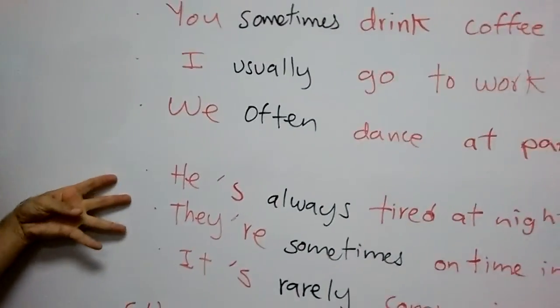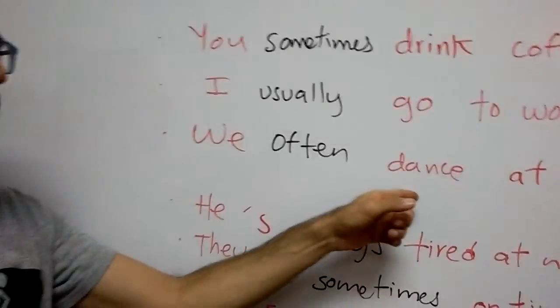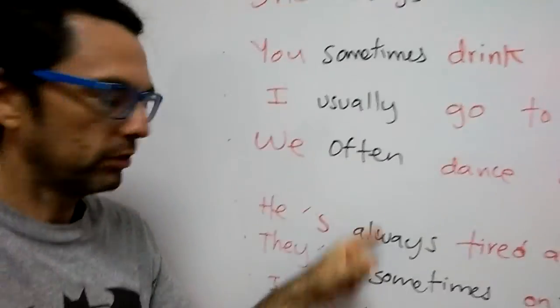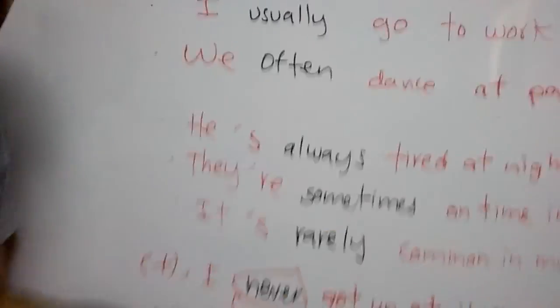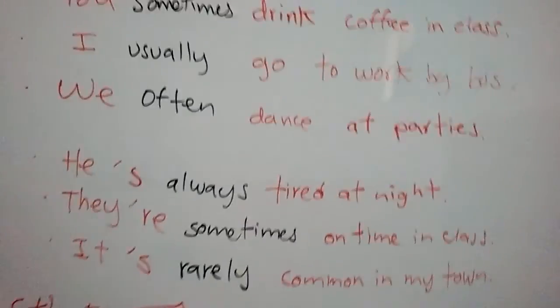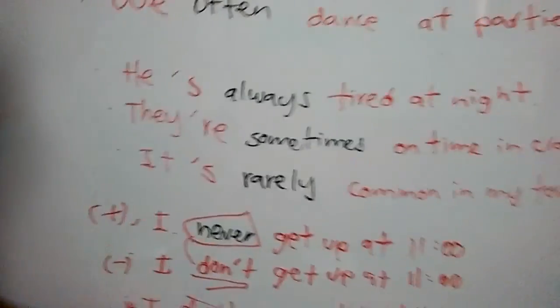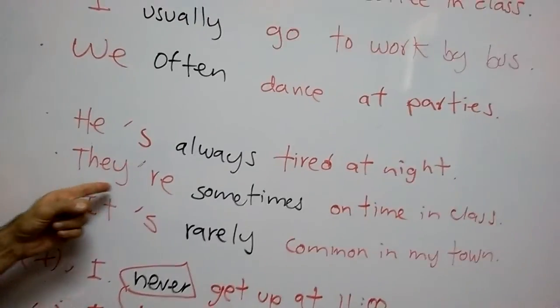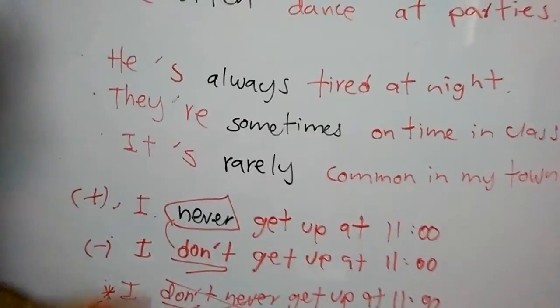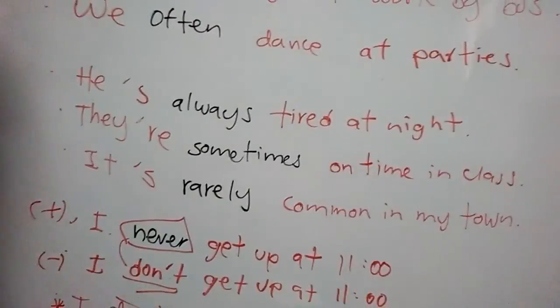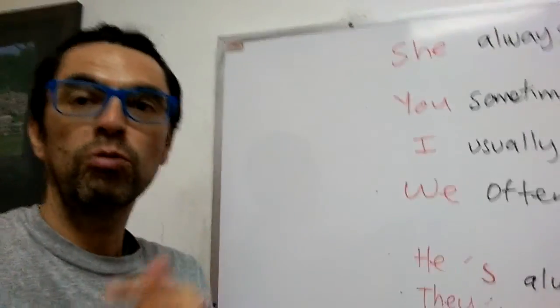So this part is when we don't have a normal verb, when we have just verb to be. When we have verb to be, frequency adverb is not before, is after verb to be. For example, he's always tired at night. They're sometimes on time in class. It's rarely common in my town. For example, does it snow in Merida? No, it's rarely common in my town. It's never common in my town.